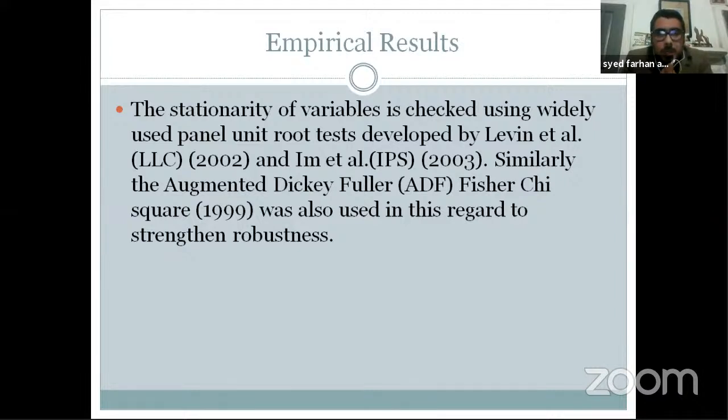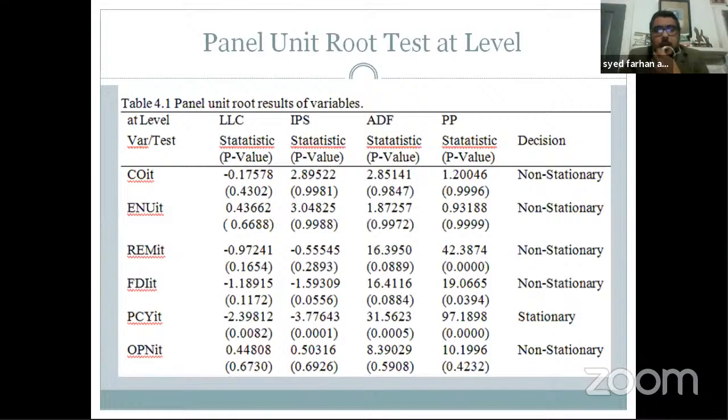Coming towards the empirical results, to check stationarity, the panel unit root test is widely used all over the world, and I have applied the test by Levin et al., LLC, and others. Similarly, the augmented Dickey-Fuller test, which we call ADF, Fisher chi-square 1999, was also used to strengthen robustness. So these are the panel unit root tests at level.